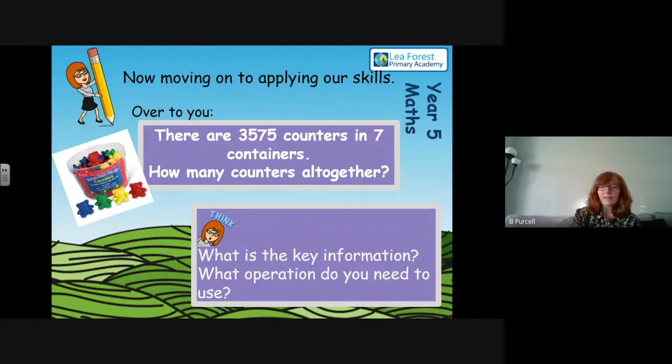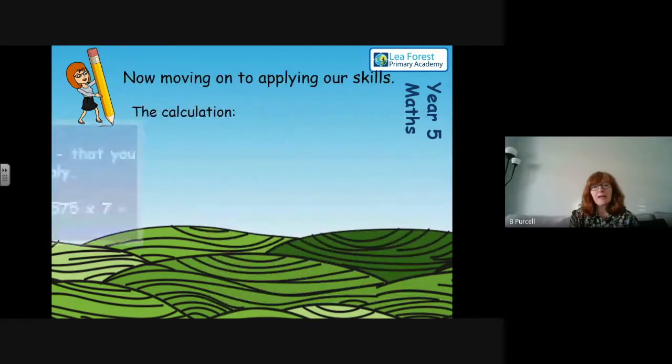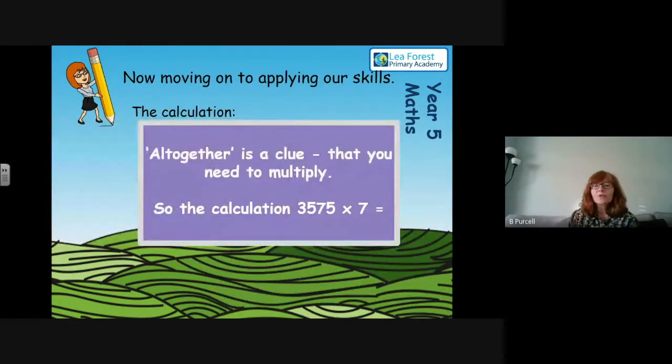So let's have a look then. The calculation. Okay, so altogether is a clue that you need to multiply. So the calculation is 3,575 times 7, because there are 3,575 counters in 7 containers. So we've got 7 lots of how many altogether.